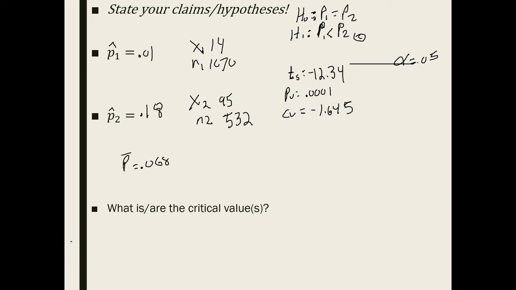So, do we reject or do we fail to reject? Well, if we compare our p-values here, 0.0001 is definitely less than 0.05. So in this case, we would reject.